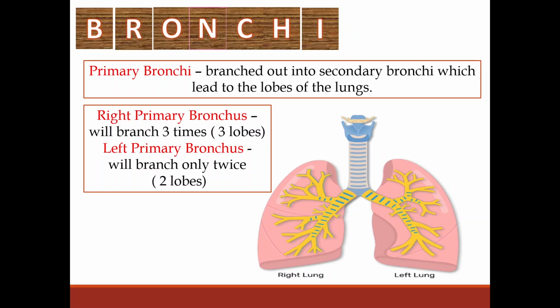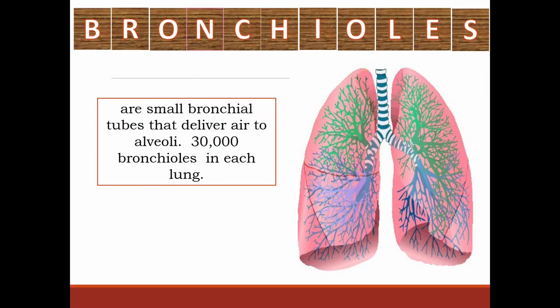We have the right primary bronchus, which branches three times, since the right lung has three lobes. The left primary bronchus will branch only twice, since the left lung has only two lobes. Then, each bronchus divides and subdivides, forming the bronchial tree of the lungs. The smallest subdivisions, which are less than 1 millimeter in diameter and lack cartilage tissue, are known as the bronchioles.